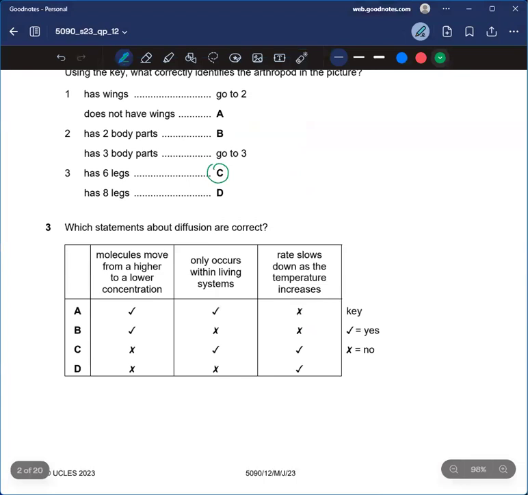Question number 3. Which statements about diffusion are correct? Molecules move from a higher to a lower concentration. Yes, this is correct. Only occurs within living systems. No, this statement is incorrect, so this is right. Rate slows down as temperature increases. This is also incorrect. As the temperature increases, rate of diffusion also increases. So it should be B. All right, moving on towards the next question.